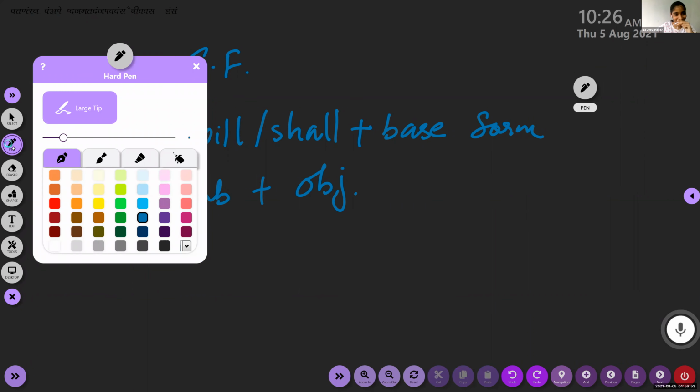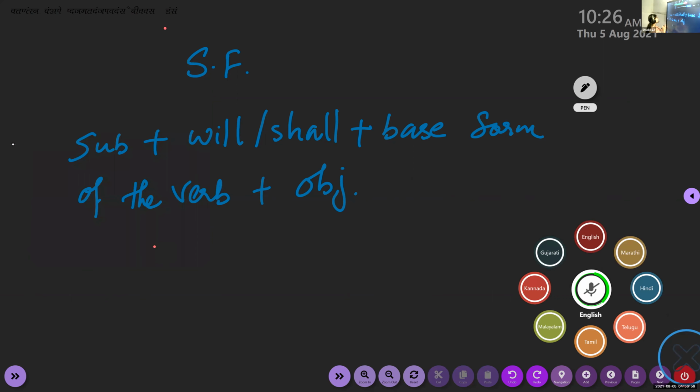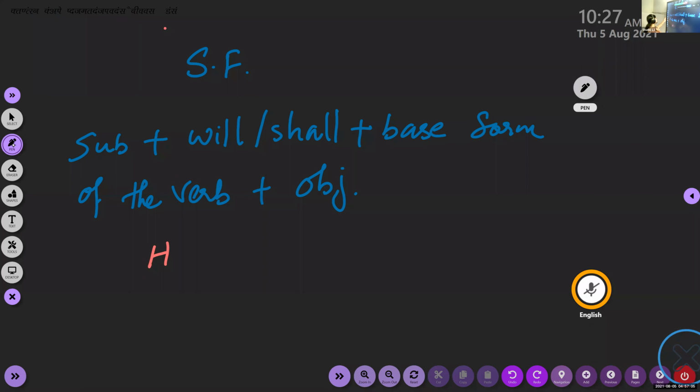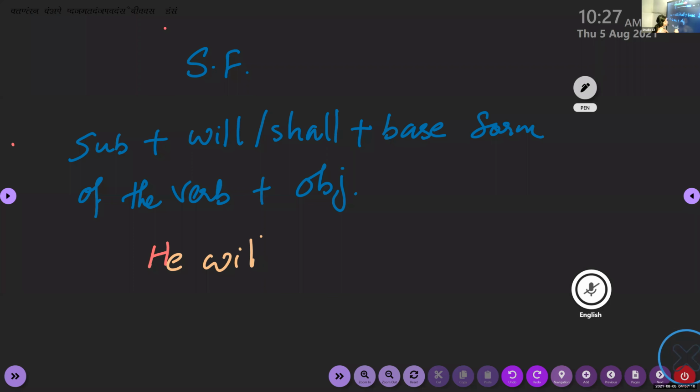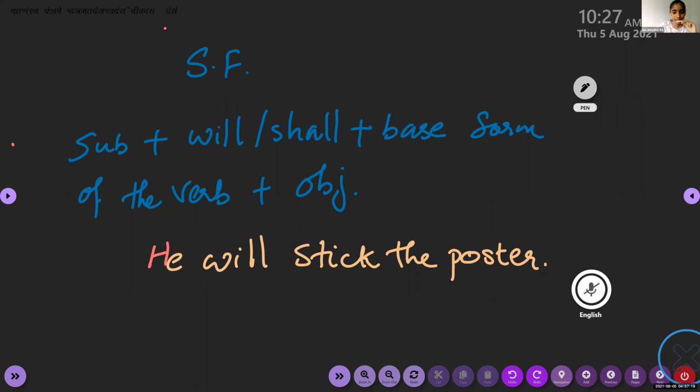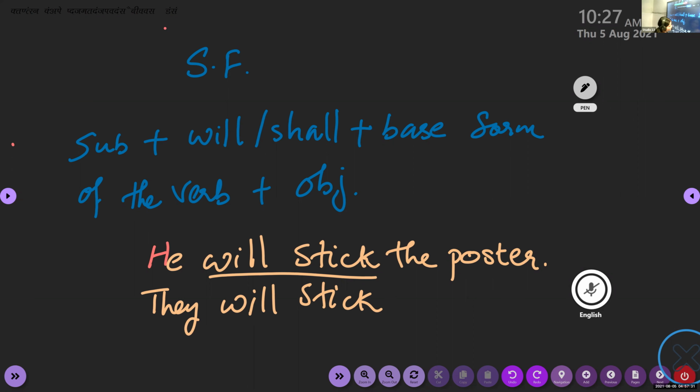Okay, fine. He will stick the poster. Okay, finite verb: will stick. Then with the plural subject, they will stick the poster. Okay, finite verb: will stick. Fine, thank you.